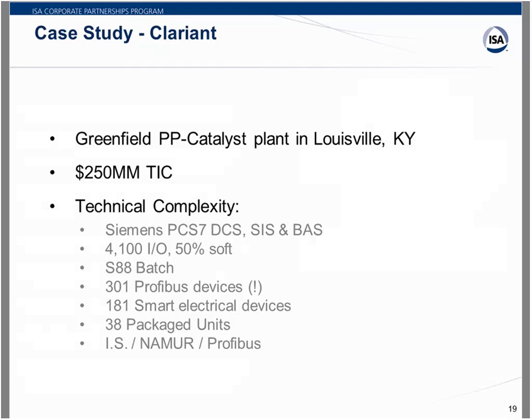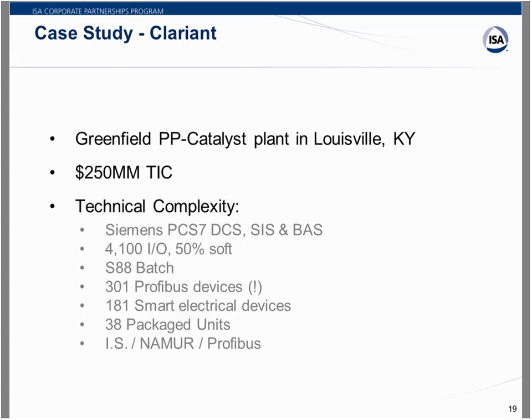So now I'm going to move on to our case study that really illustrated some of the problems that can occur with the traditional model and how things can be made better with the inclusion of an automation owner's rep. So this was Clariant Corporation. They're a German chemical company. They were building a greenfield polypropylene catalyst plant in Louisville, Kentucky. About a $250,000 project for them. Actually it was the largest capital project that they had ever undertaken. So this was definitely a significant facility for this company.